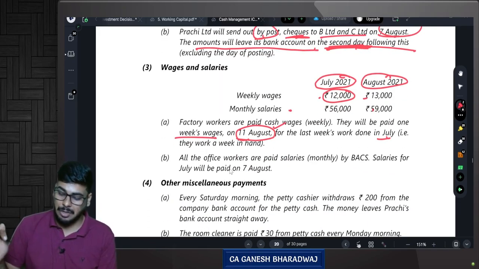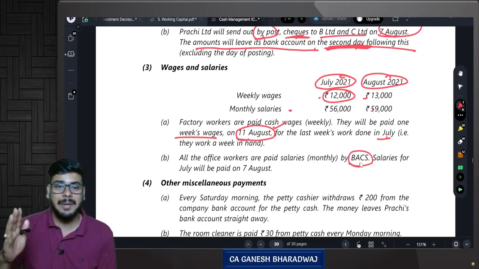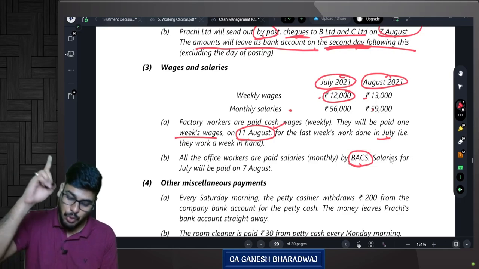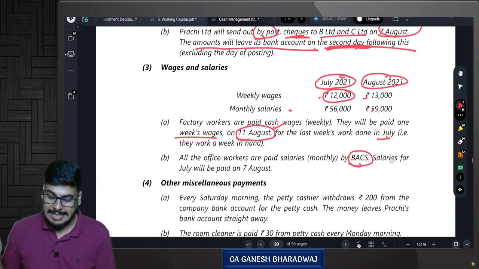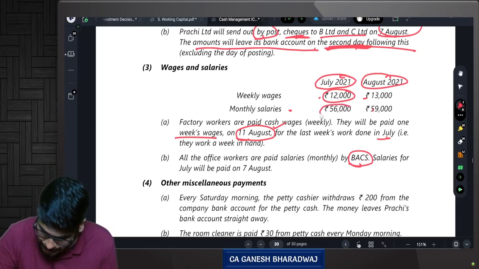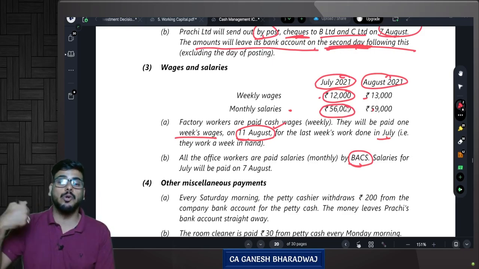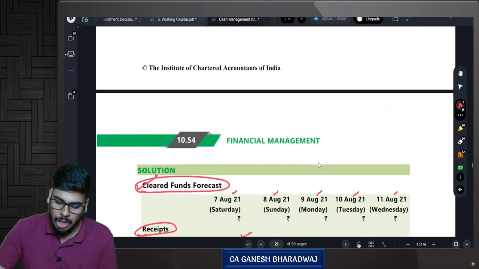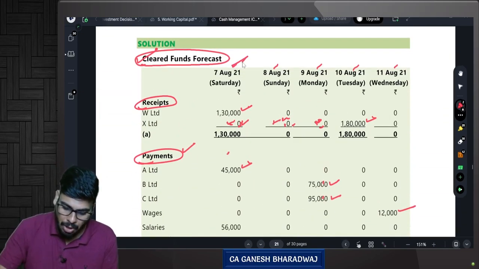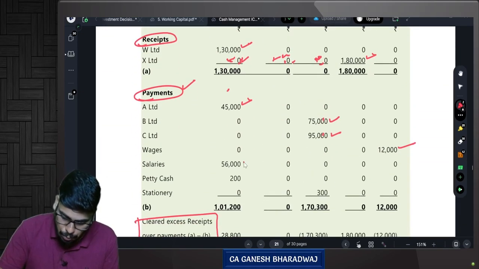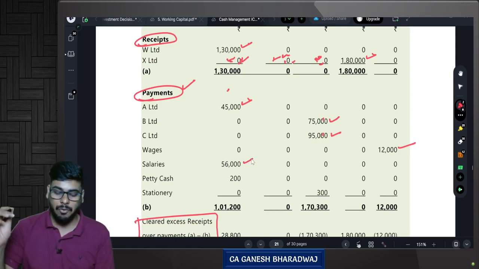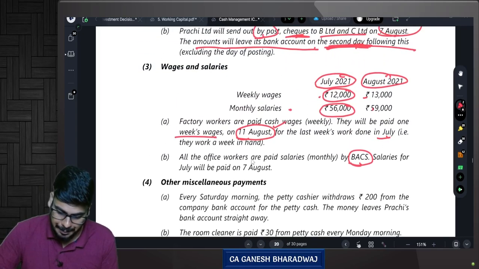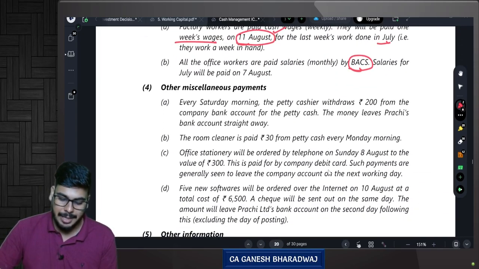The office workers are paid salaries on a monthly basis under BACS. BACS is what? That instant automatic payment. Salaries for the month of July will be paid on 7th of August. So this 56,000 rupees will move out of my bank account on 7th of August. Correct? So on 7th of August, 56,000 rupees will move out of my account by way of salaries. Are you clear with this? Yes. Then the next one, other miscellaneous expenses.